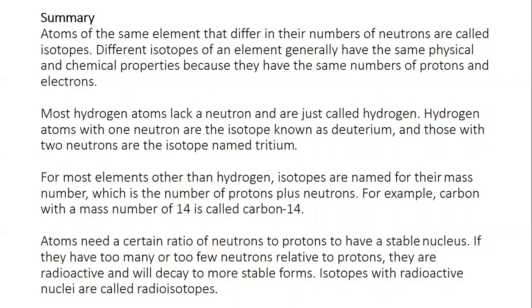Atoms need a certain ratio of neutrons to protons to have a stable nucleus. If they have too many or too few neutrons relative to protons, they are radioactive and will decay to more stable forms. Isotopes with radioactive nuclei are called radioisotopes.